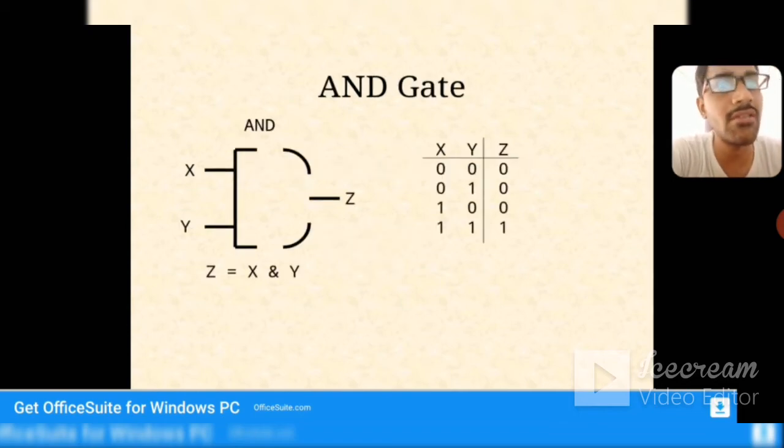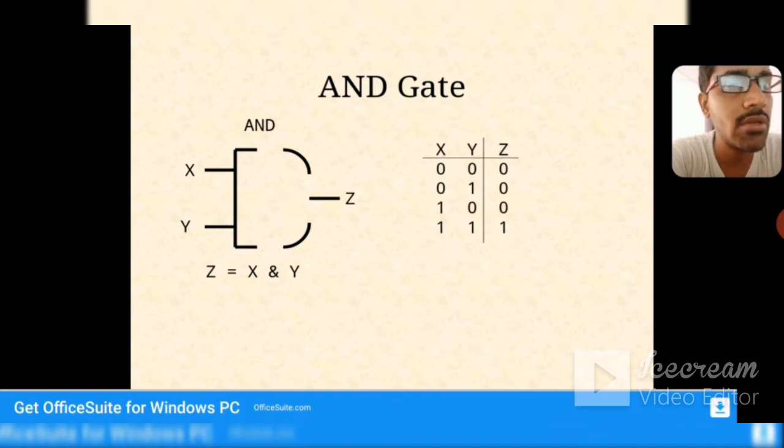The next gate is the AND gate. The shape of the AND gate is like the English alphabet D. It takes a minimum of 2 inputs, or more than that, and gives us one output. And the processing mechanism can be understood by a truth table. In the AND gate, if we have two inputs such as X and Y and an output Z, the processing occurs in the following way.